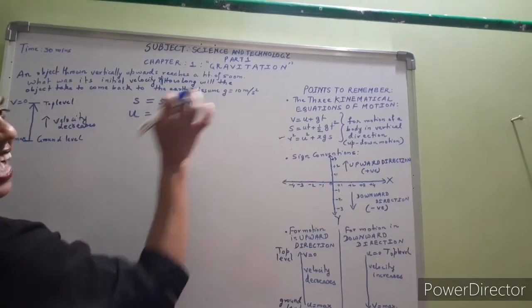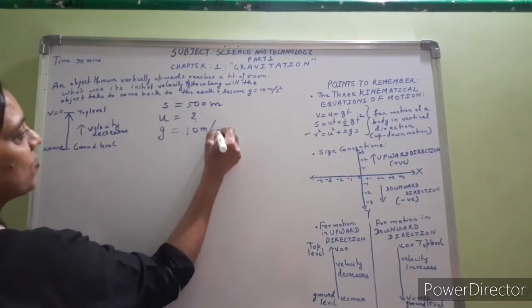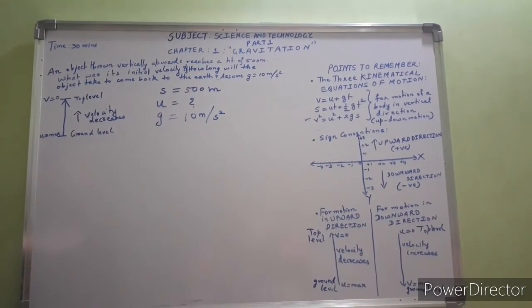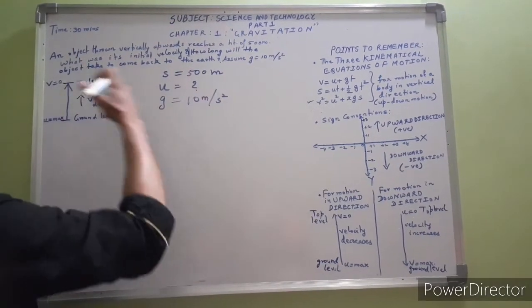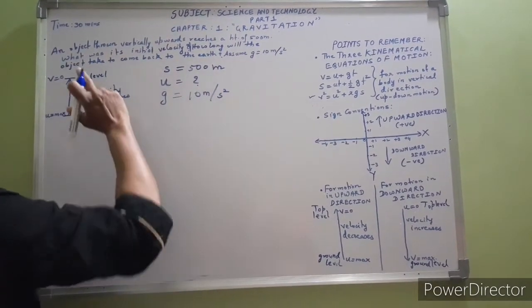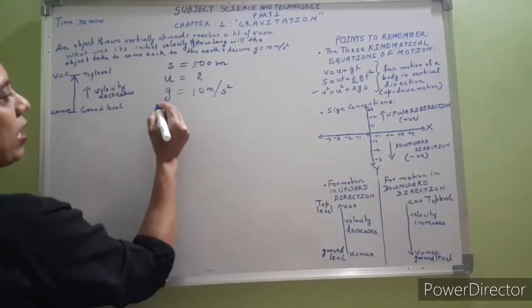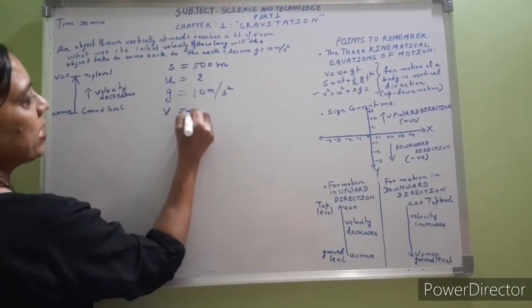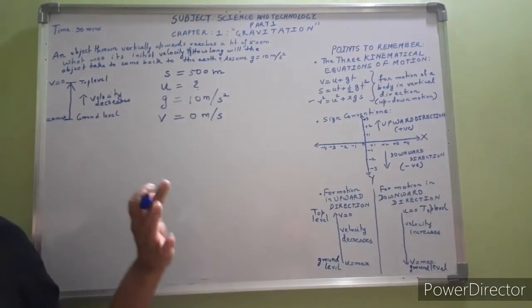g is given. g is acceleration due to gravity. So the value of g is given. g is equal to 10 meter per second square. Now one more thing is given. Actually it is known to you. It is not directly given in the problem. It is nowhere given in the problem, but it should be known to you. That is, you have to remember it. Keep this in mind and write it here. And that is v, final velocity. When it reaches 500 meters, its final velocity v will become 0 meter per second. This is not given. You have to remember it on your own and write it.